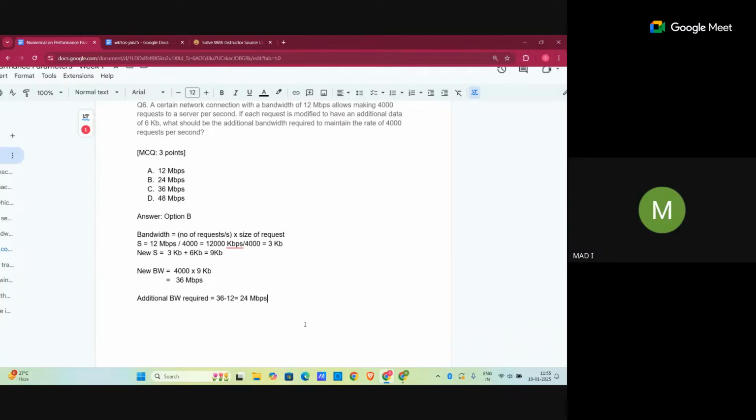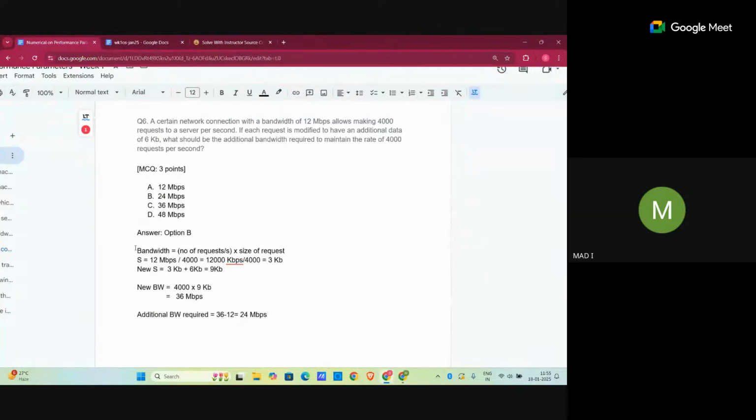Just forget it if some are not getting this, just follow this process. We were given the bandwidth, from that we calculate the size of request. Then there was an addition of 6 kilobits, so we calculated the new size of request. For bandwidth we use the formula number of requests per second into size of request. We got 36, but the question asked for the additional bandwidth required, so it is new bandwidth minus old bandwidth, which is 24 megabits per second. I hope this is clear to everyone.